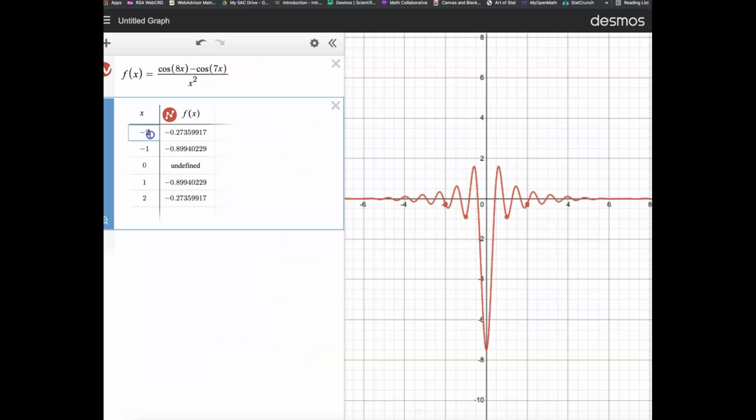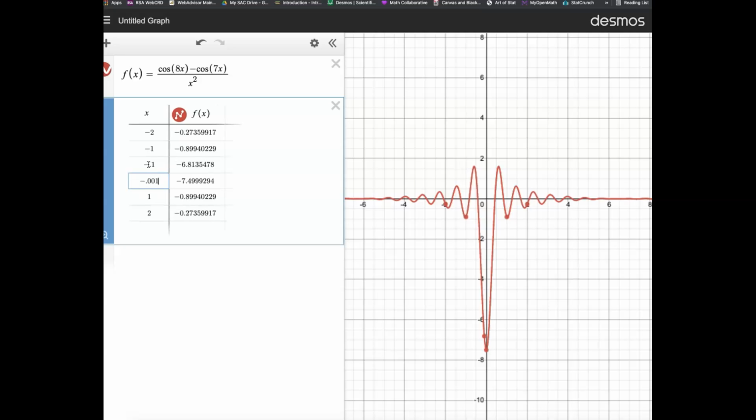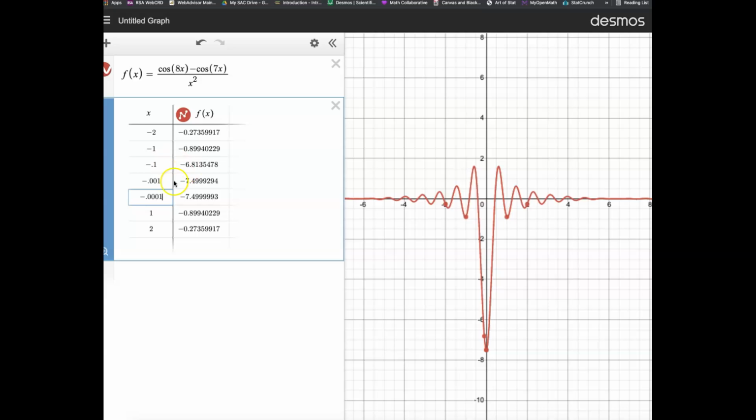So I could plug in the numbers negative 2, negative 1, negative 0.1, negative 0.001, and you can see it starts to get close to negative 7.5. You can also do it from the other side if you want, like 0.0001. It looks like it's having a limit of negative 7.49, that it gets really close.